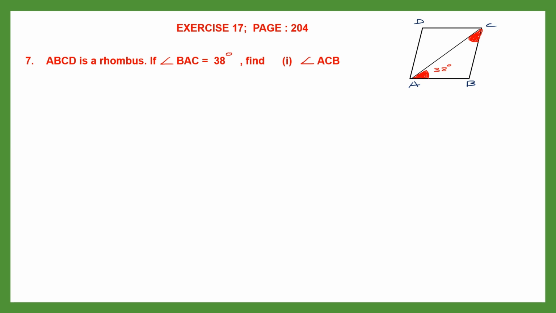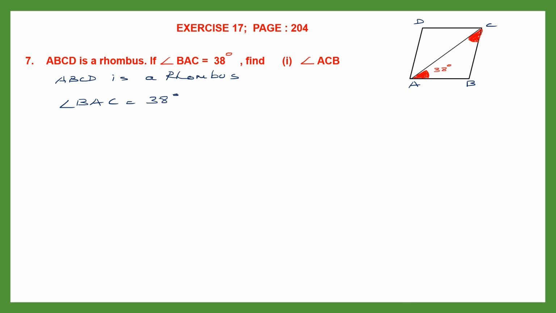So first let's write what's given to us. We are given that ABCD is a rhombus. Then we are also given that angle BAC is 38 degrees. Now here, if you look carefully, AB and BC will be equal. These two sides will be equal. Why are they equal? Because they are sides of a rhombus and all sides of a rhombus are equal.